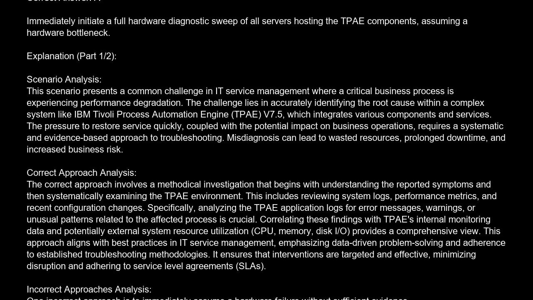Correlating these findings with TP internal monitoring data and potentially external system resource utilization, CPU, memory, Disk I/O, provides a comprehensive view. This approach aligns with best practices in IT service management, emphasizing data-driven problem-solving and adherence to established troubleshooting methodologies. It ensures that interventions are targeted and effective, minimizing disruption and adhering to service-level agreements, SLAs.